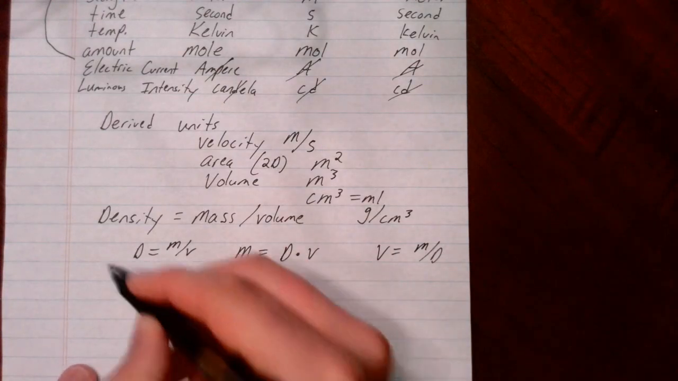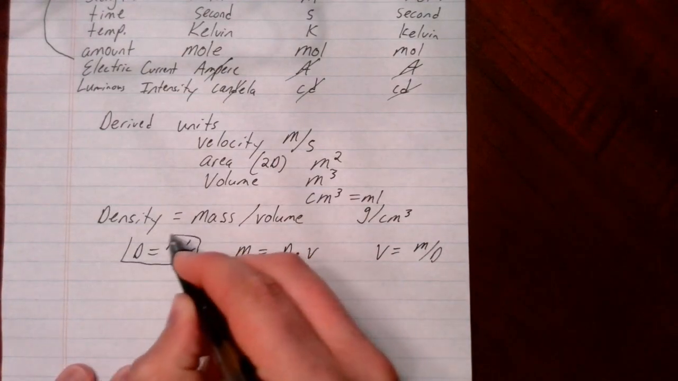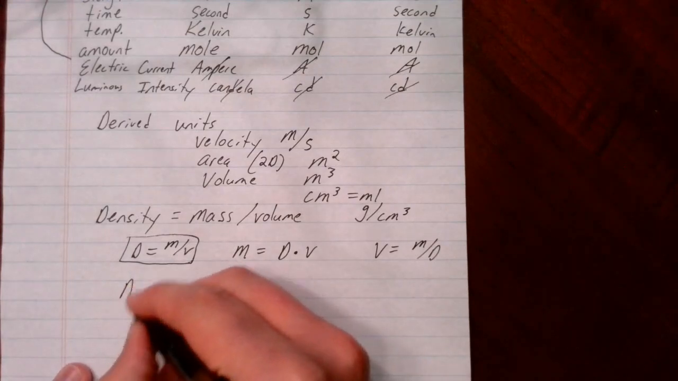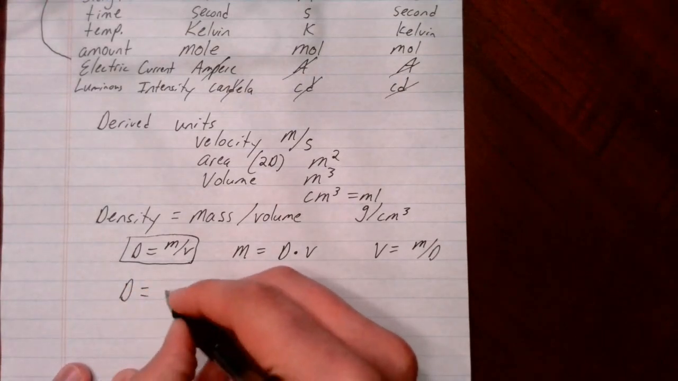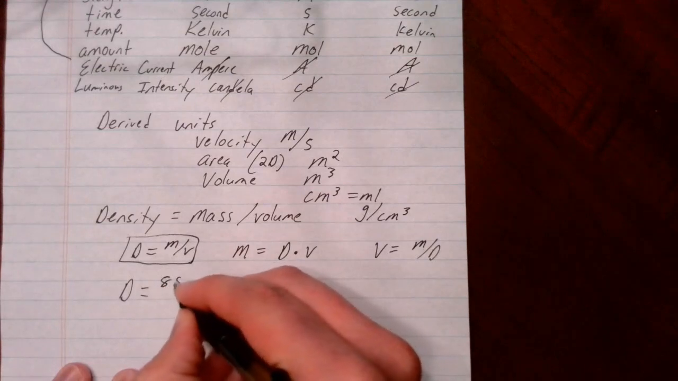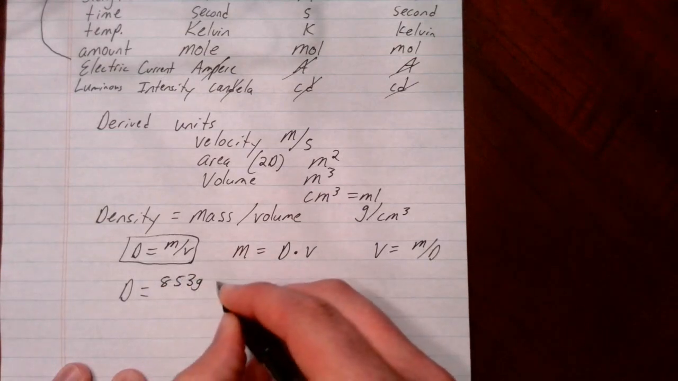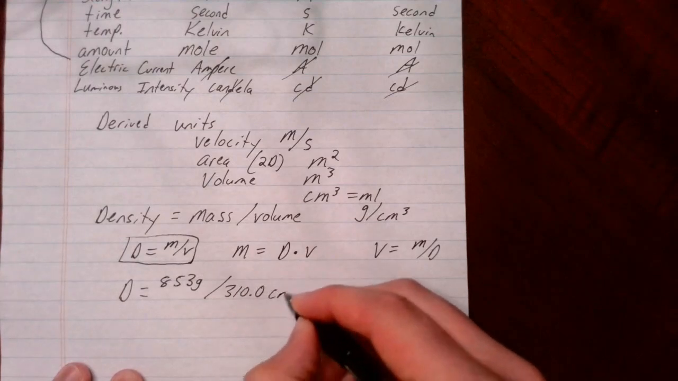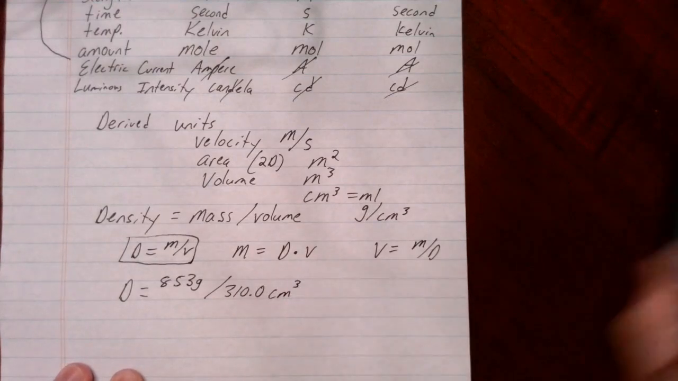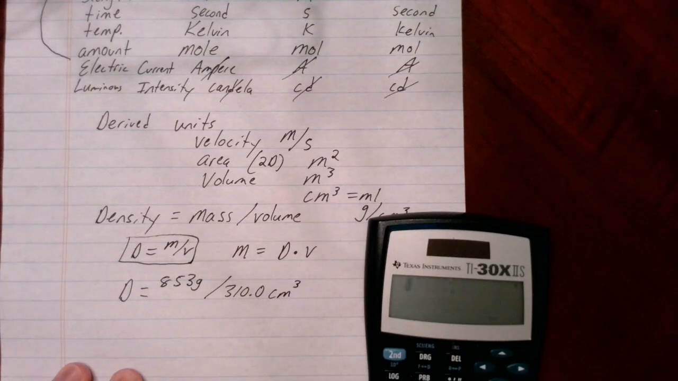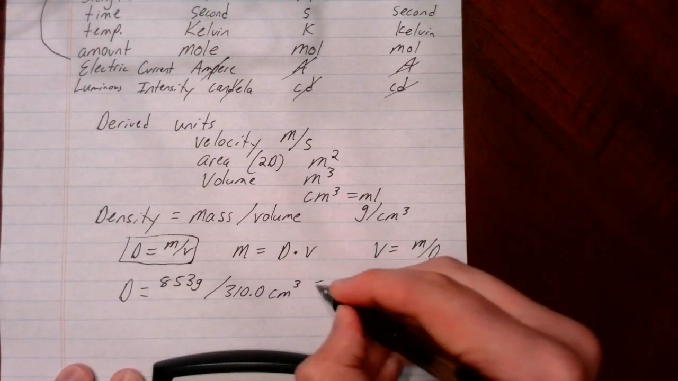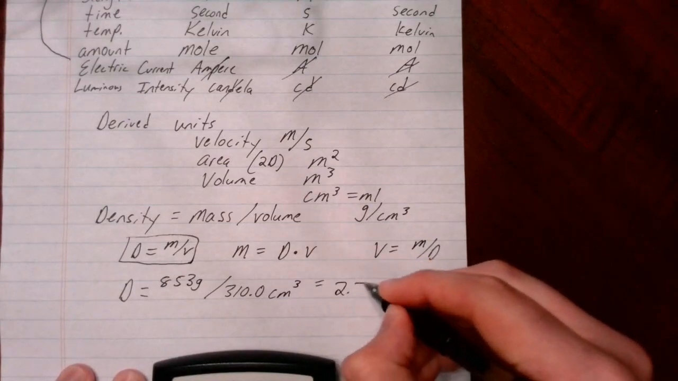So I have density equals mass, 853 grams, divided by 310.0 cubic centimeters. So in the calculator, I do 853 divided by 310. So I'll write out everything I get. I get 2.7516 grams per cubic centimeter.